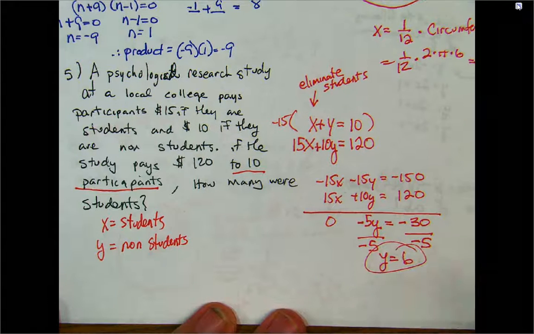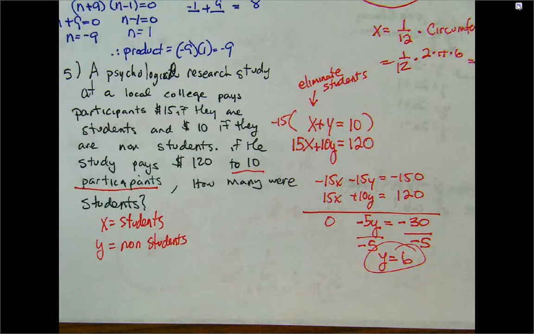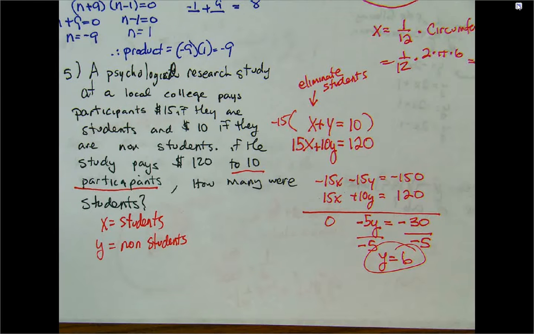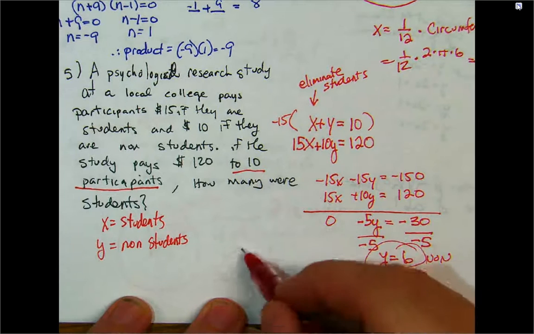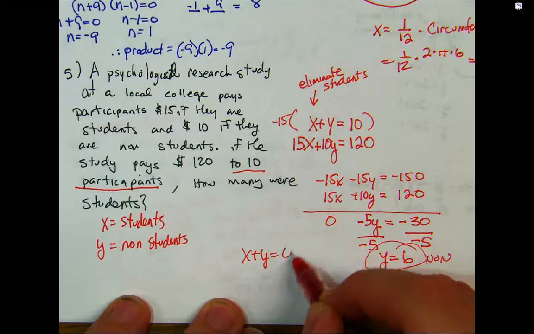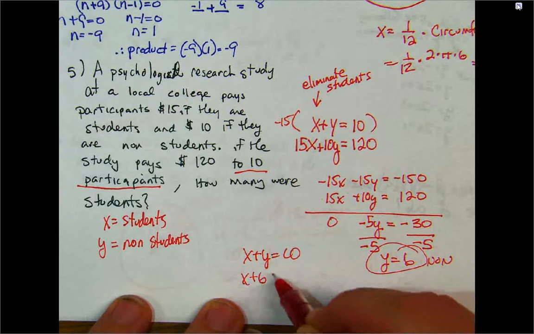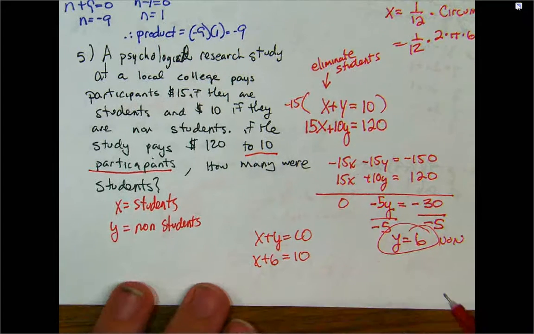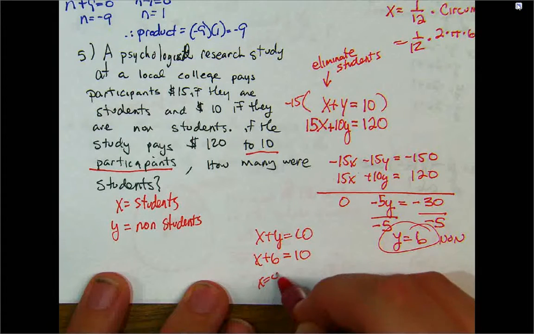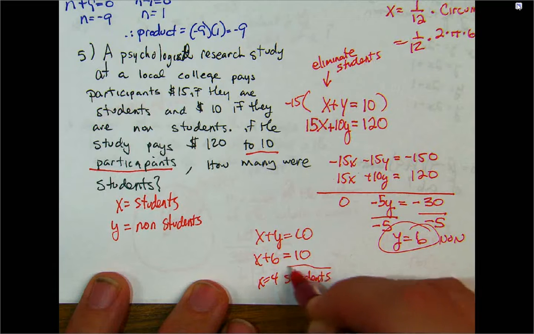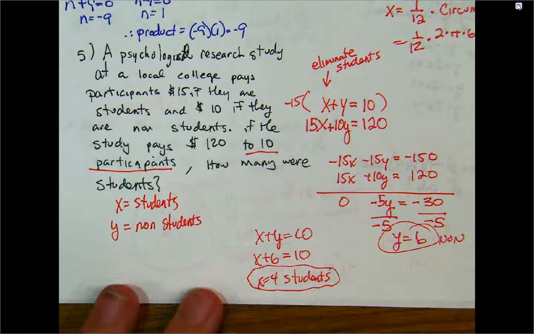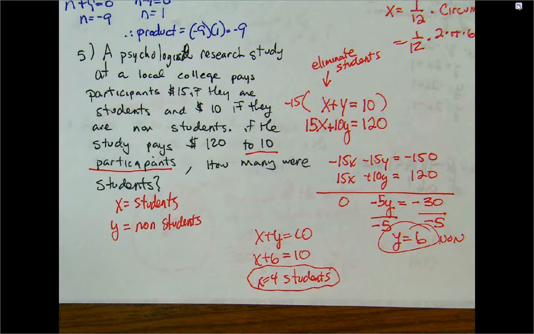Okay, well, that's non-students. So if I know x plus y is equal to 10, so x plus 6 has to be equal to 10. So x is equal to 4, so there's 4 students total. That's probably what you should have done. You would have got it a lot faster than I did. So 4 students, 6 non-students.